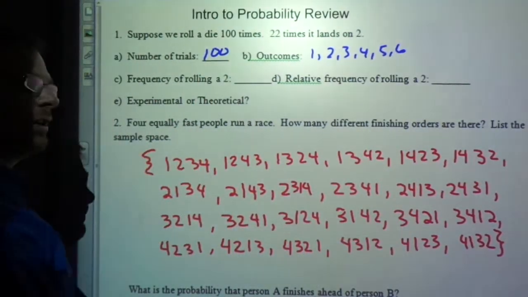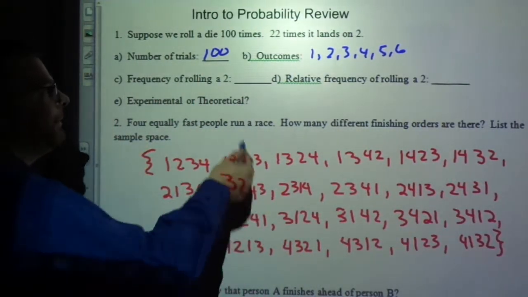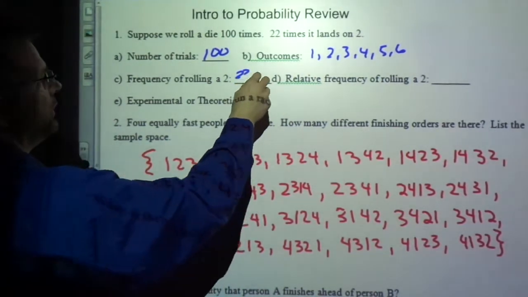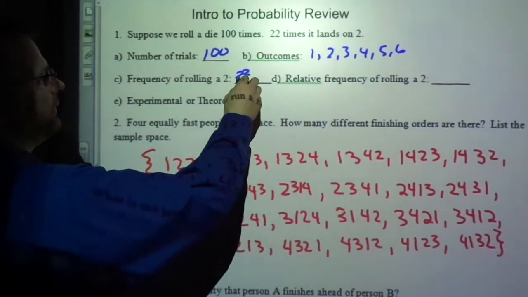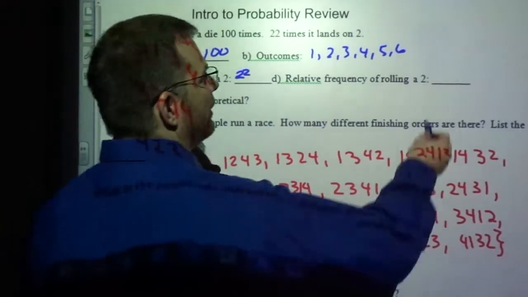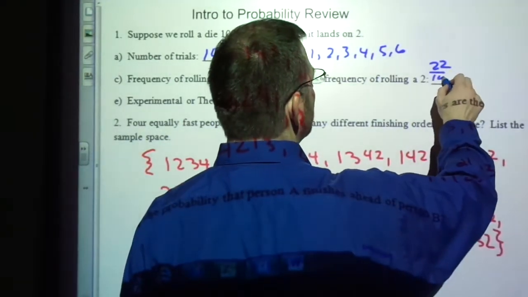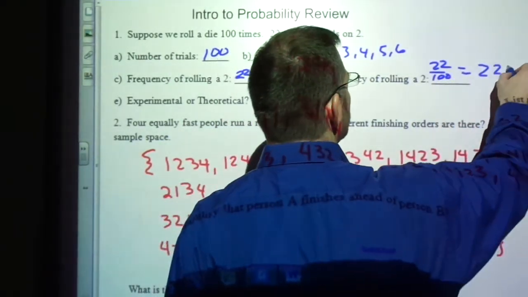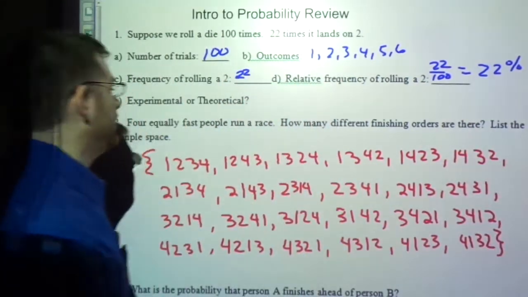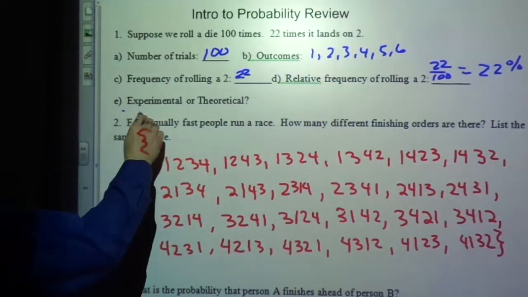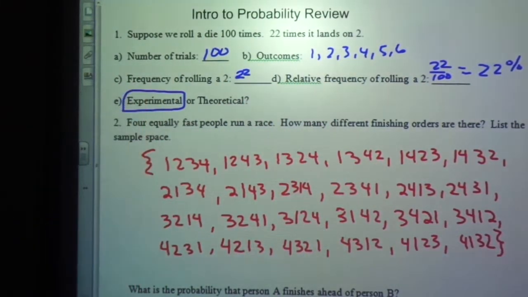The frequency of rolling a 2 means how many times it actually happened when we did our experiment, 22 times. The relative frequency then is out of the total as a percentage. That's 22% of the time. Is this experimental or theoretical? It's experimental because it's something we actually did.